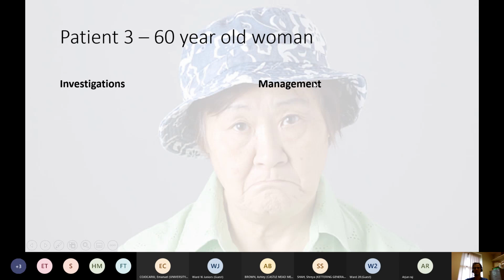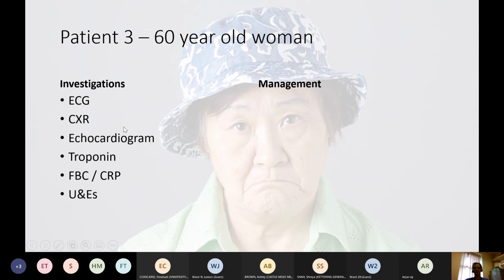I'll come to the ECG in a moment. So we also want to do a chest X-ray, look for signs of a recent chest infection. Often you can get pericarditis as a result of having a chest infection, just as you get pleurisy as a result of a chest infection. You will want to do an echocardiogram to look to see if there's a pericardial effusion. Typically, with pericarditis, you don't see more than a sliver of pericardial fluid.